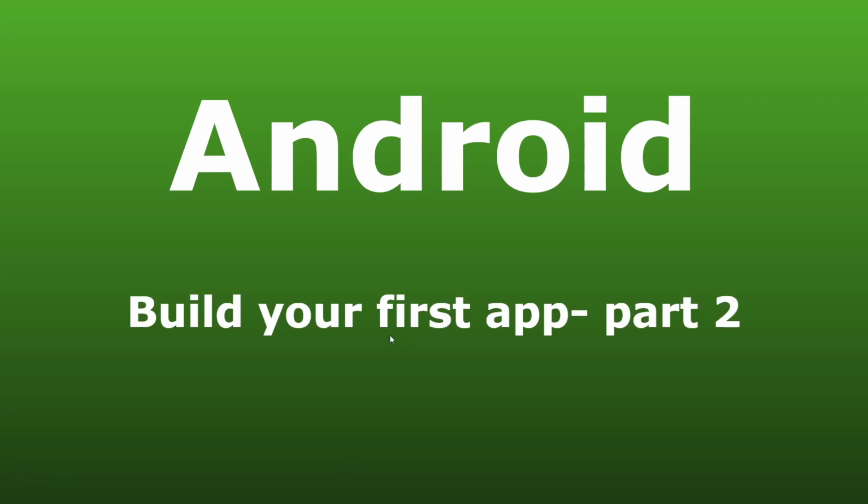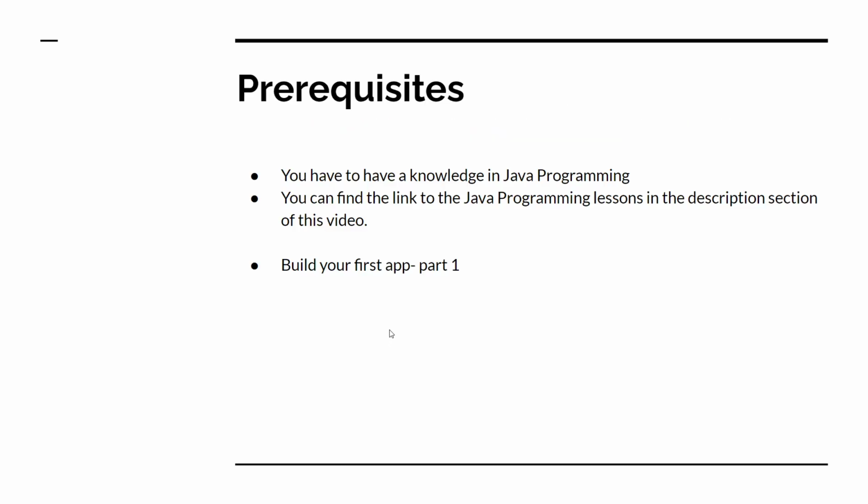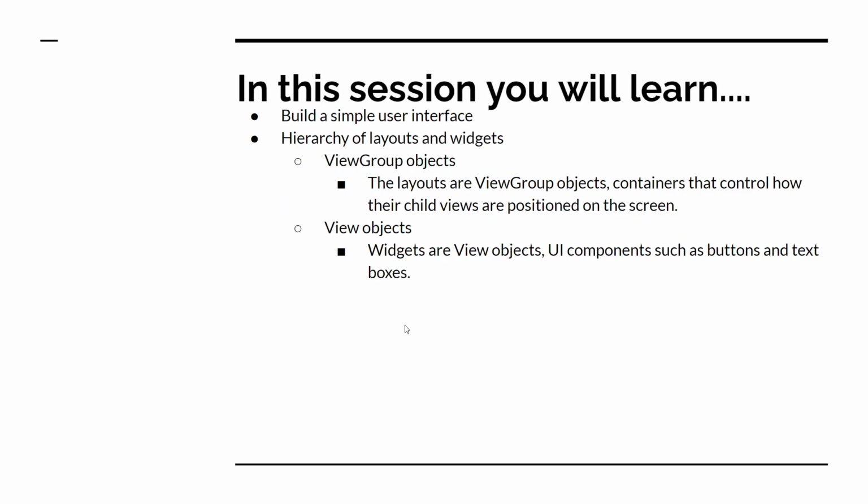Hi everyone, the lesson is building your first app part 2 in Android. We'll be using Android Studio version 4.0.1 and Android Developer Docs and API referencing. Prerequisite, you have to have a knowledge in Java programming, and you can find the link for Java programming lessons in the description section of this video if you need a revision. And make sure to look at building your first app part 1.